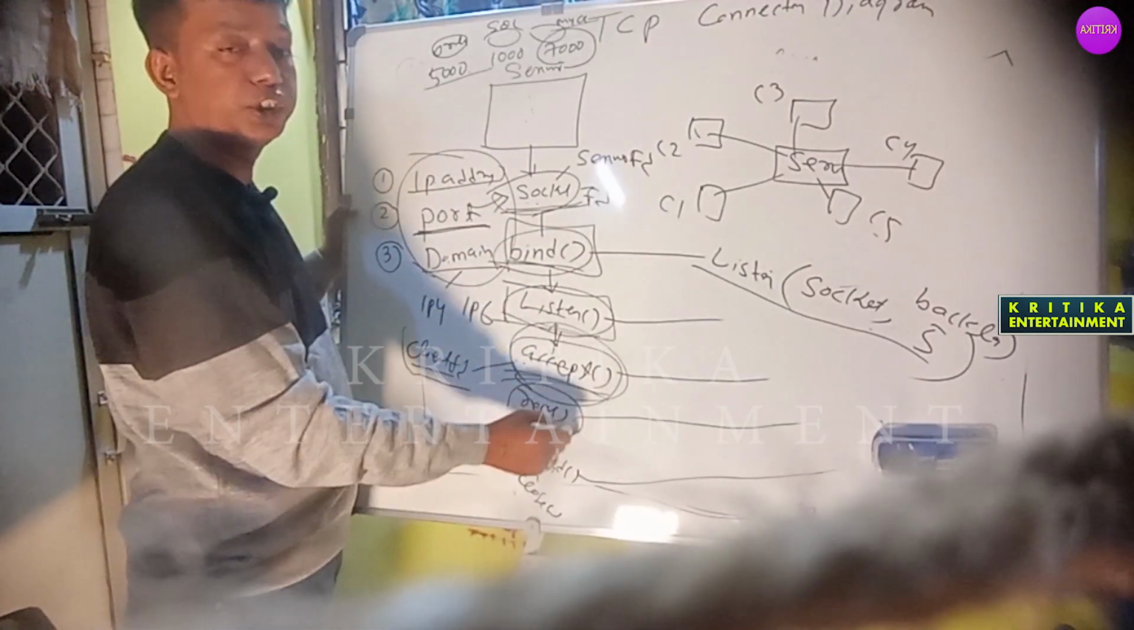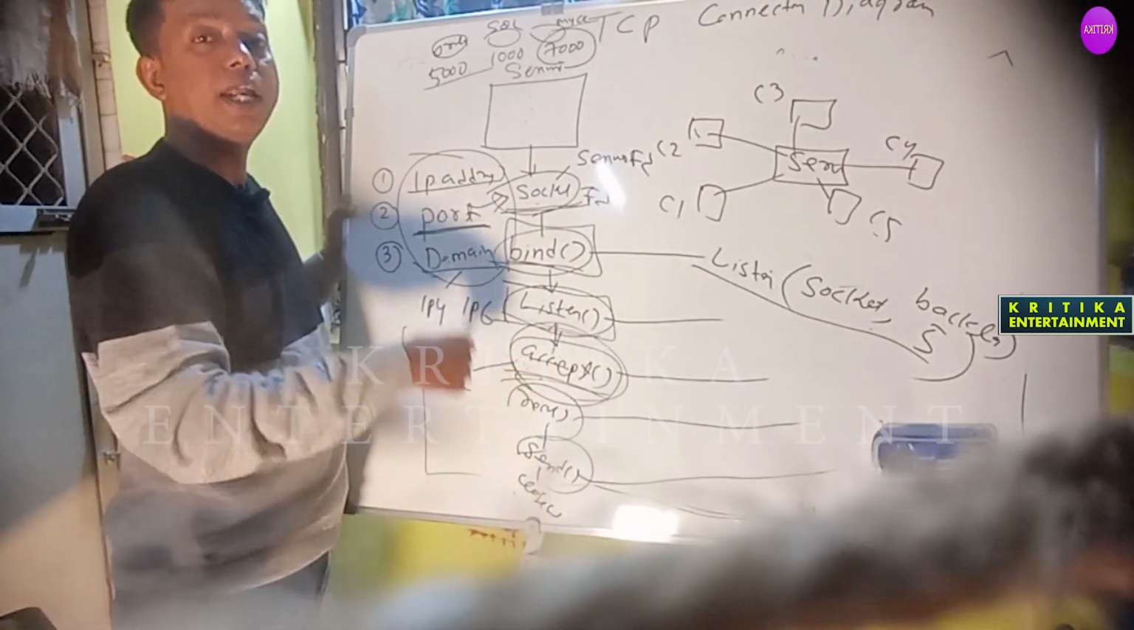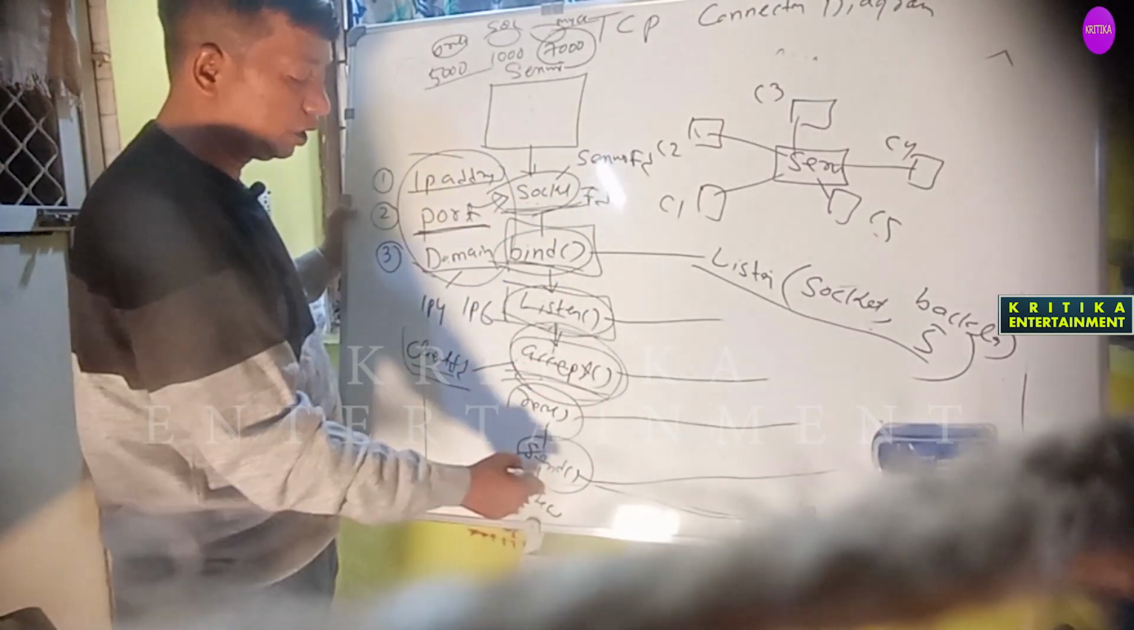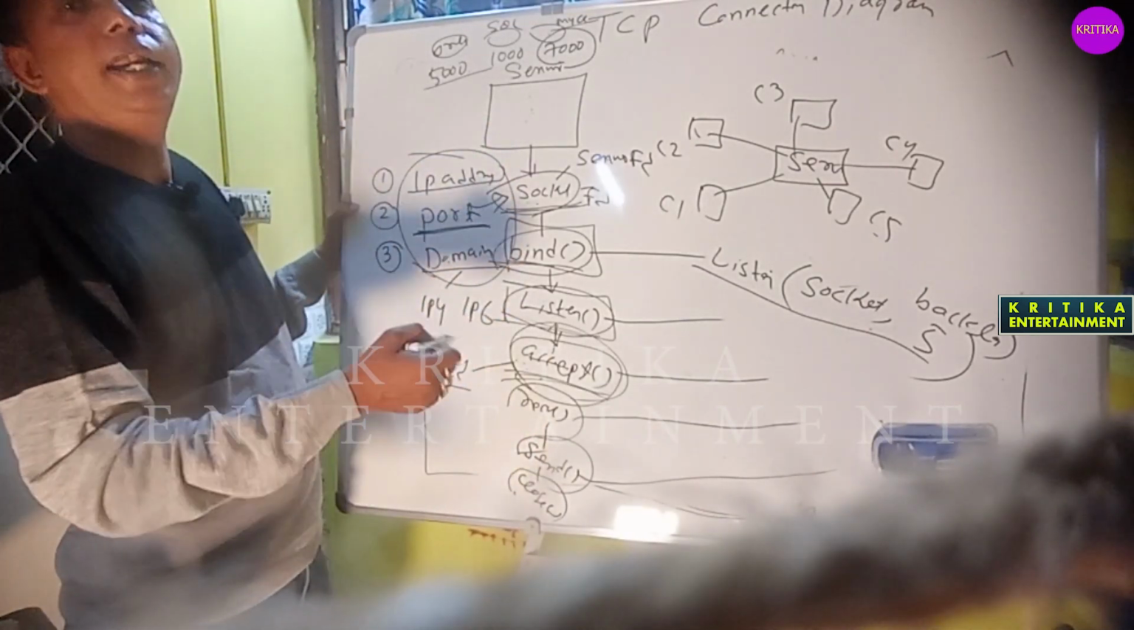Then the receive function is used to receive data from the client. The send function is used to send data to the client. Then the close function is used to close the connection on both the client and server side.